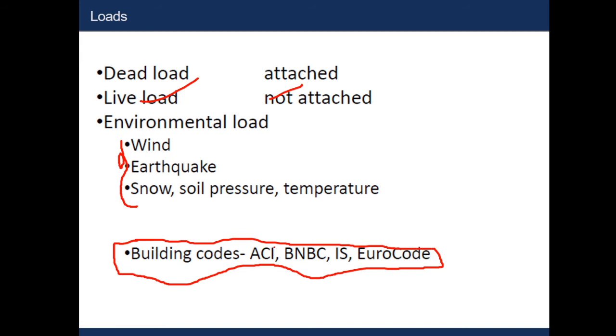So here the example of building codes, which is ACI. ACI means American Concrete Institute. This code is adopted by the American Concrete Institute. And second one is BNBC. We know that it means Bangladesh National Building Code. Third one is Indian Standard or IS code, and fourth one is Eurocode.